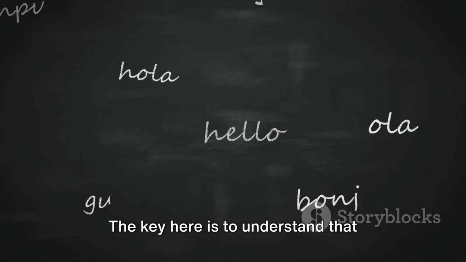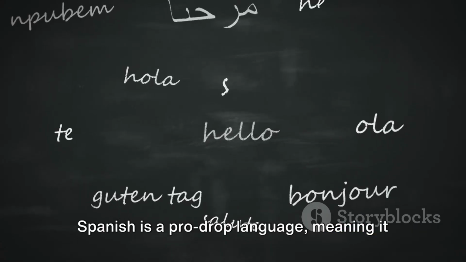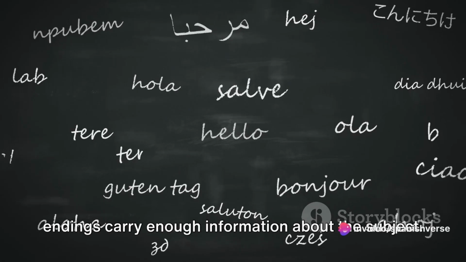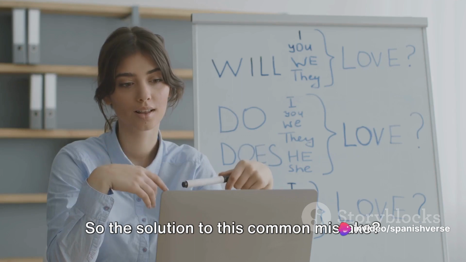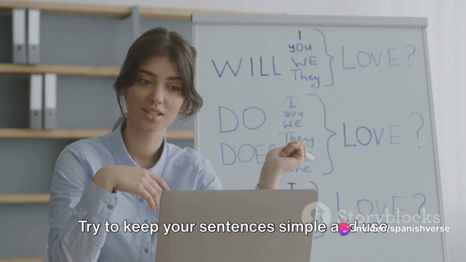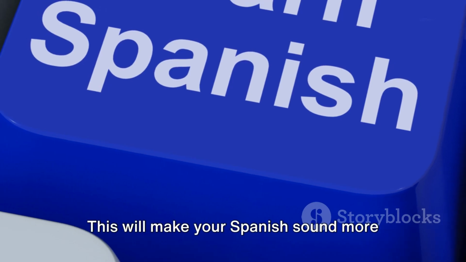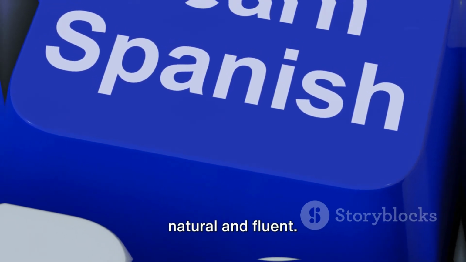The key here is to understand that Spanish is a pro-drop language, meaning it often drops pronouns because the verb endings carry enough information about the subject. So the solution to this common mistake? Try to keep your sentences simple and use pronouns only when necessary. This will make your Spanish sound more natural and fluent.